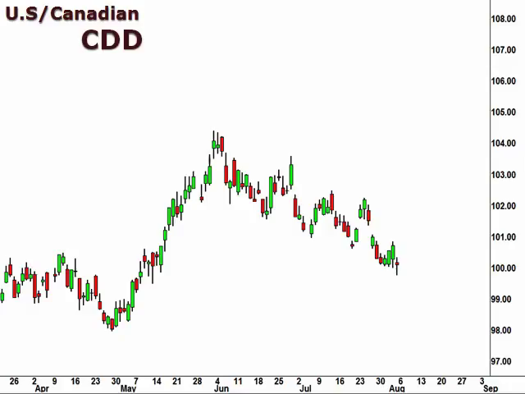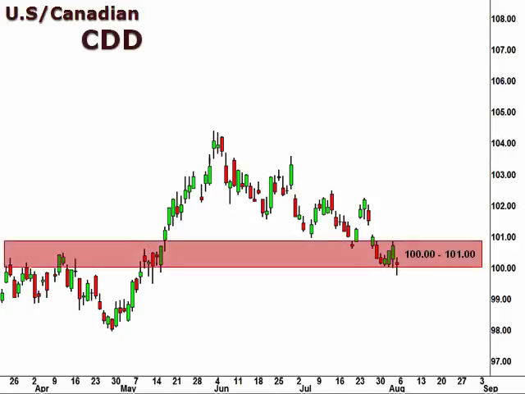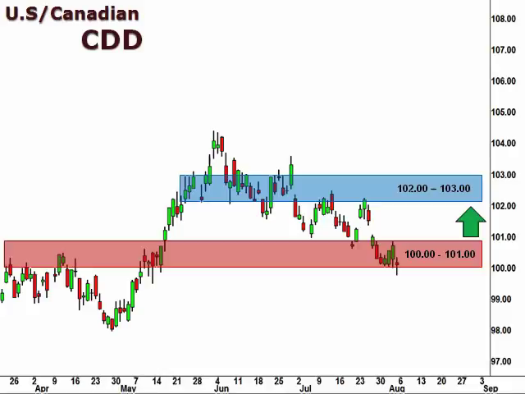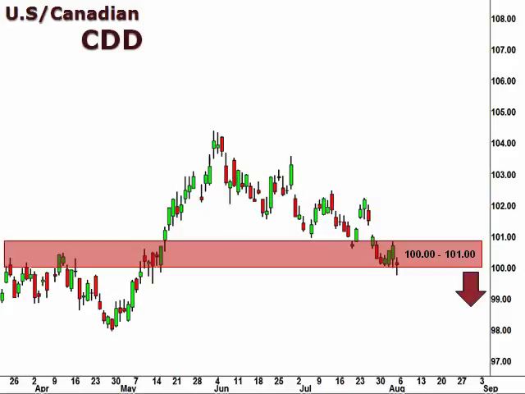Next up, the US dollar versus the Canadian dollar, as seen here in the ISC FX Options pair value CDD. The CDD dropped below 100 briefly last Friday before closing back within the 100-101 focal zone. Now, this area is a strong support, and a break above 101 opens the window for a move higher, with 102-103 as the next resistance level. A close below 100 is likely to signal a continuation to the downside.